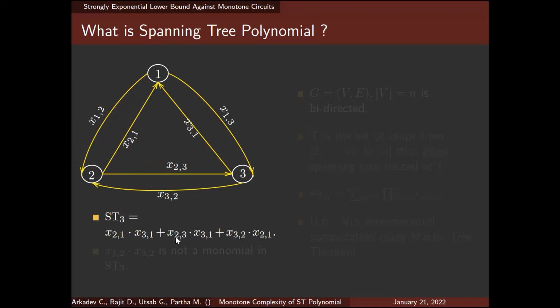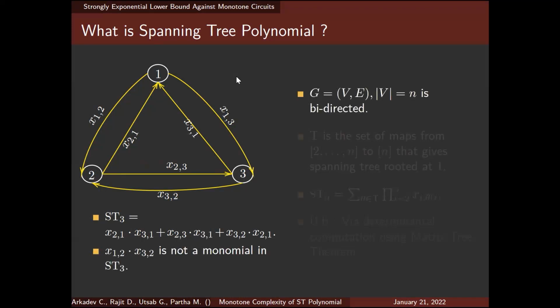Similarly, the monomial x23 times x31 is representing the following spanning tree. 2 goes to 3 and 3 goes to 1. And similarly for x32 times x21. But observe, this monomial x12 times x32 is not included in our spanning tree polynomial, despite it will give you a spanning tree in the graph.